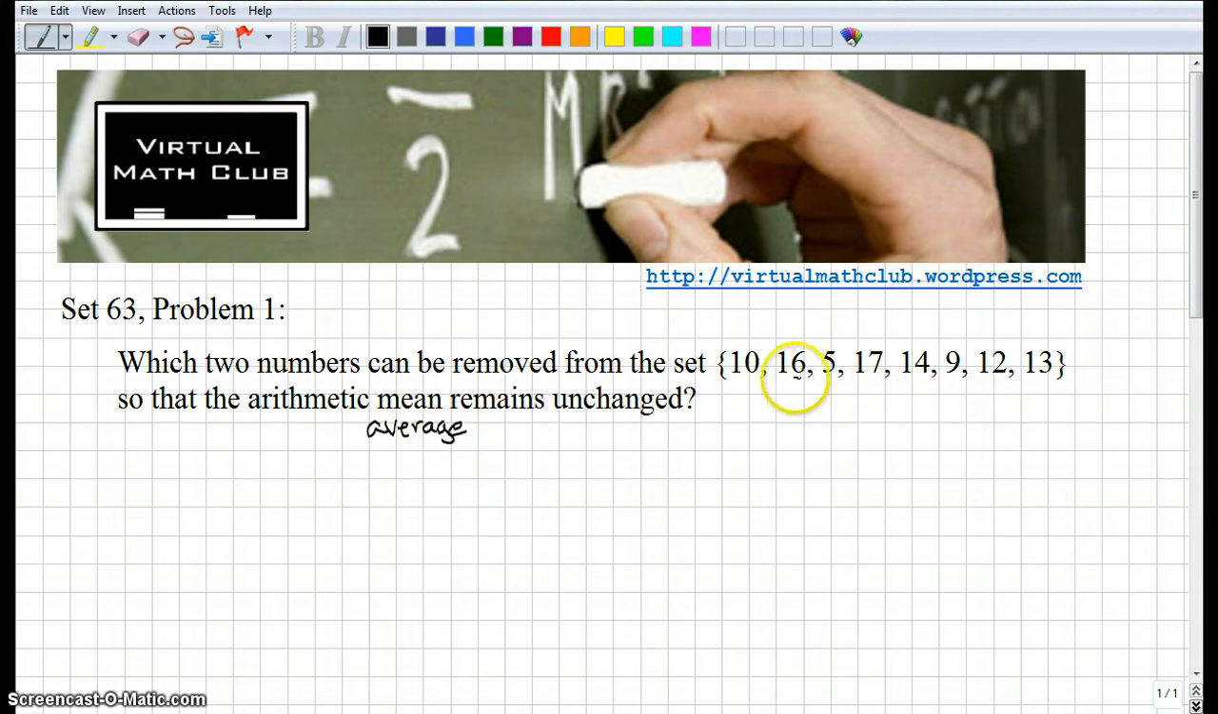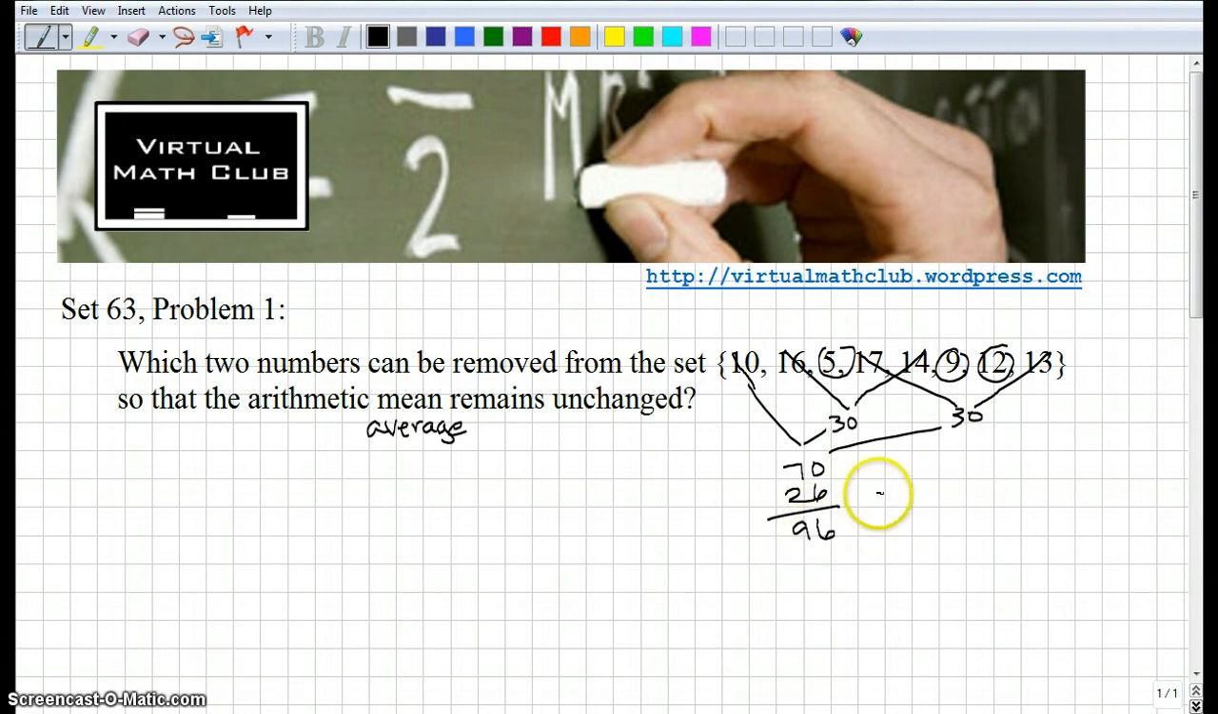So, let's add these up. I'm going to take a couple of these that look convenient because I know that's 30. And 17 and 13, that's 30. And then we have 10, so if I take that along with these two, that's 70. And then, let's see, what have I got left? I've got the 5, a 9, and a 12. 14 and 12, that's 26. So it looks like the sum is 96. And I have 1, 2, 3, 4, 5, 6, 7, 8 numbers. So if I divide 8 into 96, I get 12. Alright? So the arithmetic mean of this is 12.